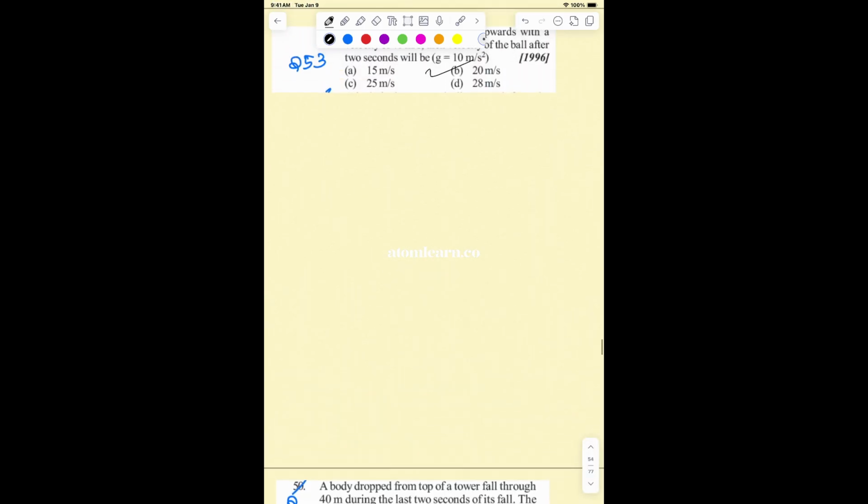The next topic we're going to take up: we already covered constant acceleration motion by means of equations. Now the next topic we are going to deal with is graphical questions, graph type questions. We will deal with them also.